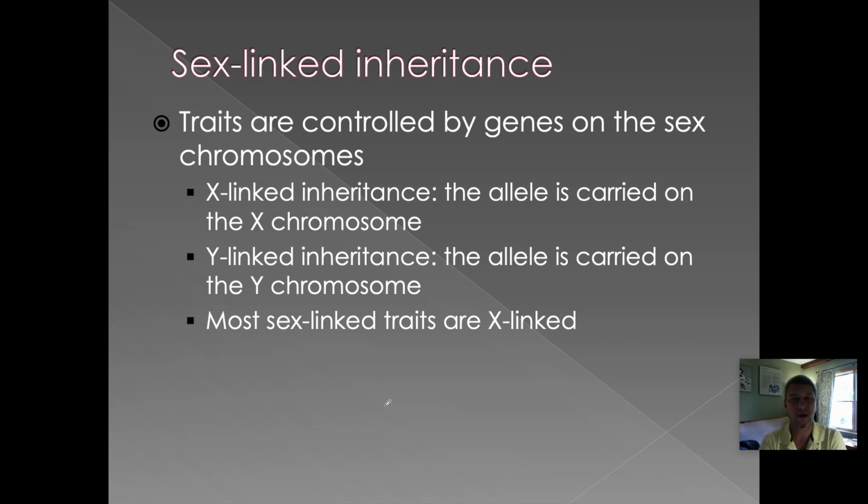So sex-linked inheritance are simply traits that are controlled by genes that are found on the sex chromosomes. They're not necessarily genes that regard our sex. Now, there's X-linked inheritance, which is when the allele is carried on the X chromosome. And there's Y-linked inheritance, where the allele is carried on the Y chromosome. All right, and so either one of these can happen.